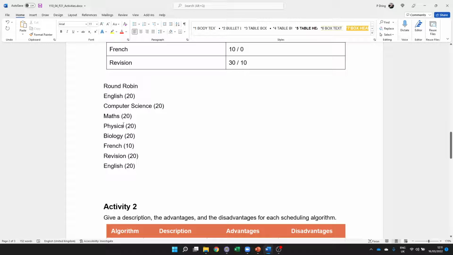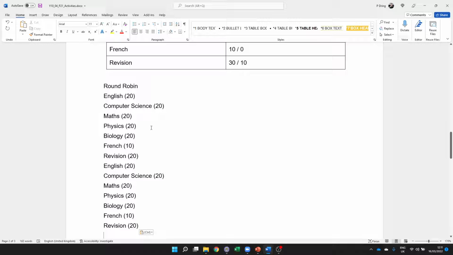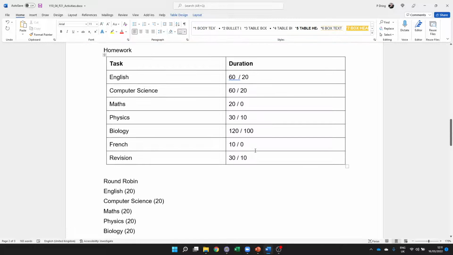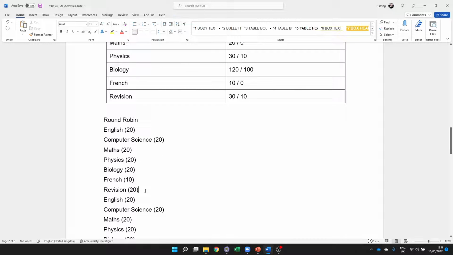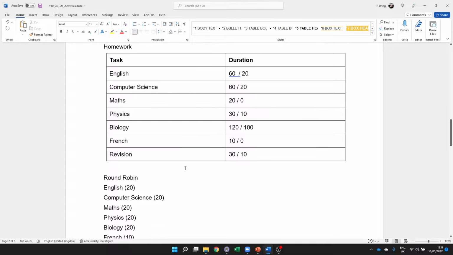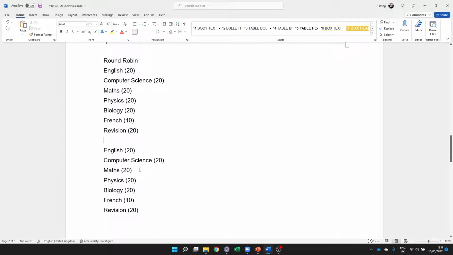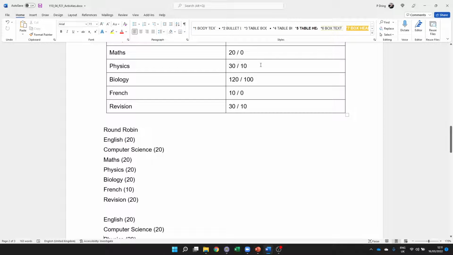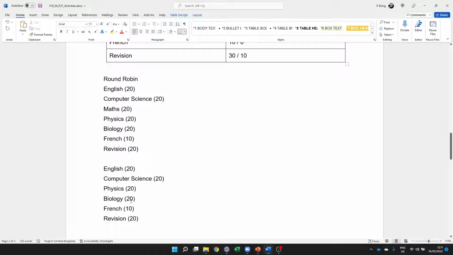Do you see what I'm doing here? I can do another 20 minutes of computer science. So I've only got 20 minutes left. And then, have we got any maths left? No, so there's no point doing any maths. We don't need any processor time for that. Physics, well, I've only got 10 more minutes left to spend. So I might as well only spend 10 minutes on physics. Does that make sense?